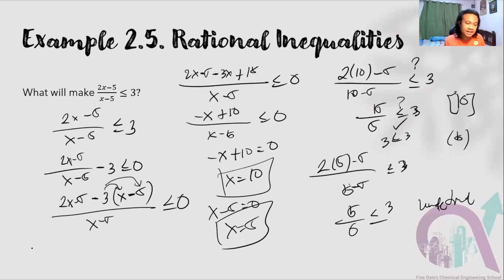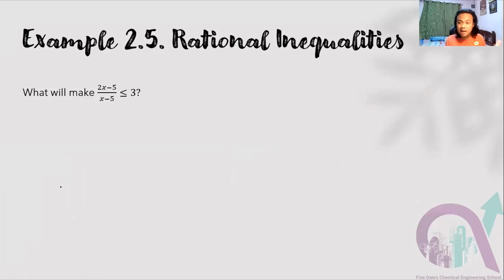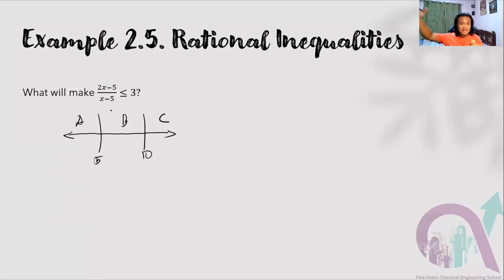So now let's create a timeline or a number line. On the number line, we have 5 and then 10. We have to test the values below 5, in interval A, which is below 5, so 4, 3, 2, 1. Then interval B, which is the values in the middle, so 6, 7, 8, and 9. And then interval C, which is more than 10, so 11, 12, okay.